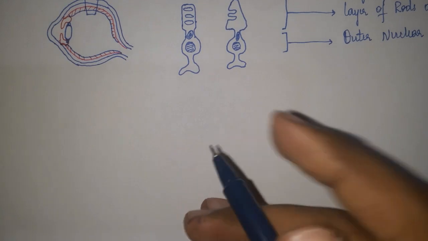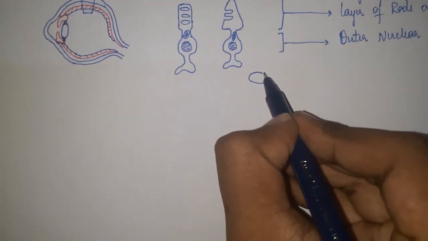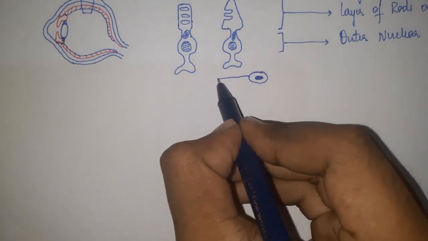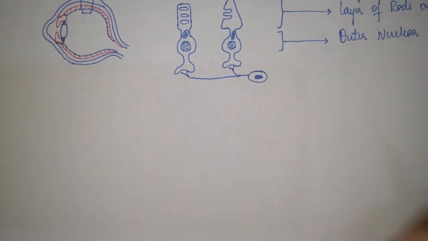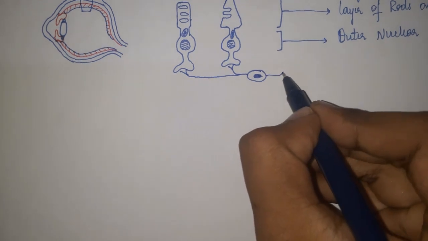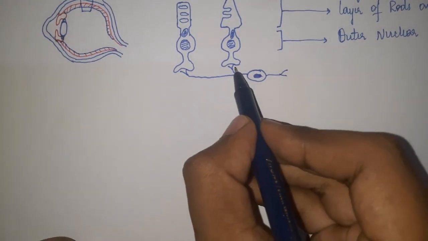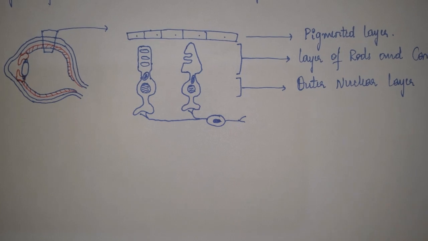And again, there are cells. These cells are called horizontal cells because they lie horizontally and they give fibers which connect the synaptic body of the rods and cones. Of course, they will extend in this direction also. Now, this forms a plexus. Plexus means network of nerve fibers.